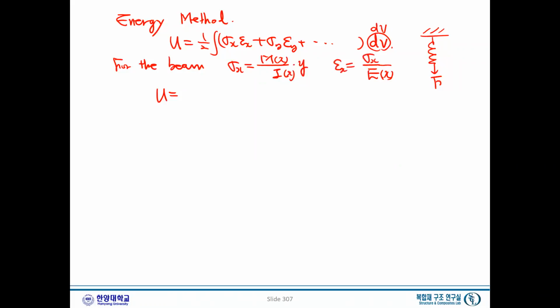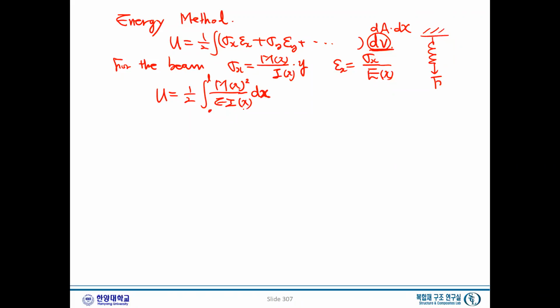dV is the cross-section dA times dx, along the cross section and the length. So for the beam, the above equations can be much simplified to the integral of M(x) squared over EI, dx. Pay attention to the fact that it is no longer a volume integral. We just need to integrate along x, along the whole beam, and all the cross-sectional information comes into this I, the moment of inertia. So all you need to do is integrate dx. And of course this EI, the bending stiffness, can be a function of x.